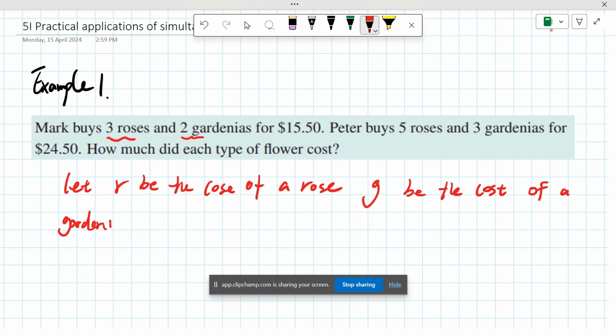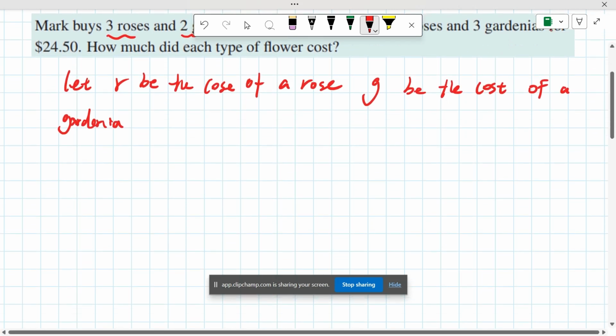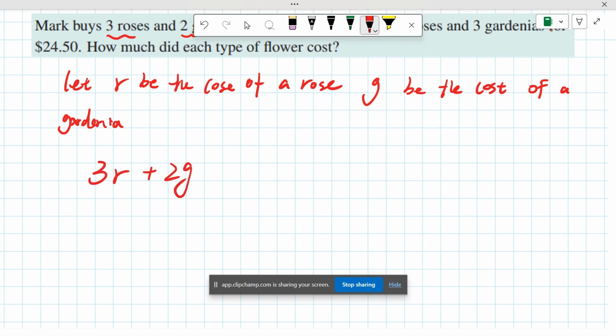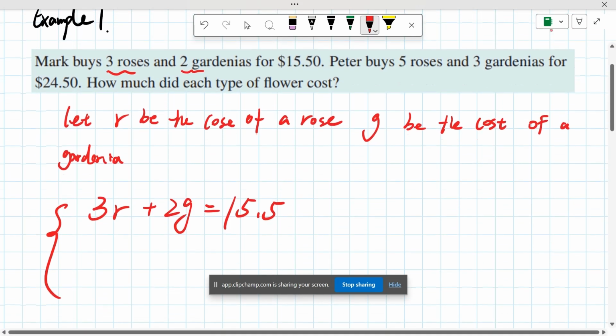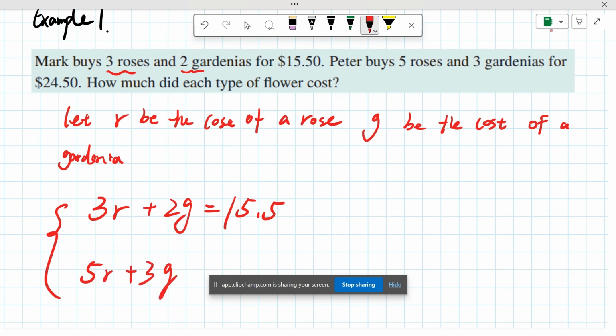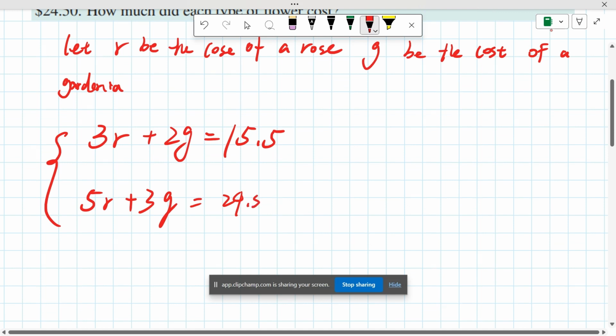And then we could use that to become our simultaneous equations. So 3R plus 2G equals 15.5, which is 3 roses and 2 gardenias equal to $15.5. And 5R plus 3G equals 24.5.